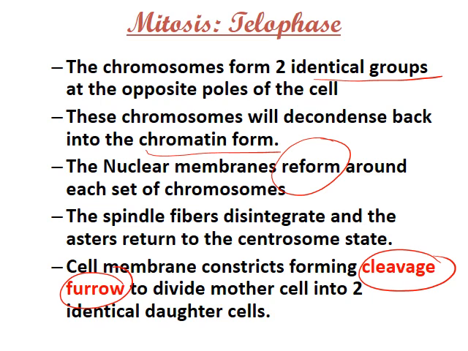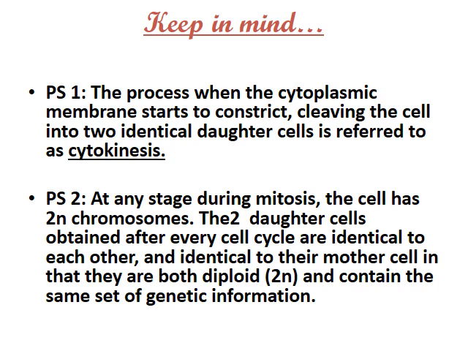This is the key word here. So remember, at the metaphase we have the equatorial plate. In prophase, the chromosomes are formed. In anaphase we have something known as polar ascension, and in the telophase we have the cleavage furrow, where the cell constricts to form two cells identical to their parent. Keep in mind that the process when the cytoplasm membrane starts to constrict, dividing the cell into two identical daughter cells, is referred to as cytokinesis.